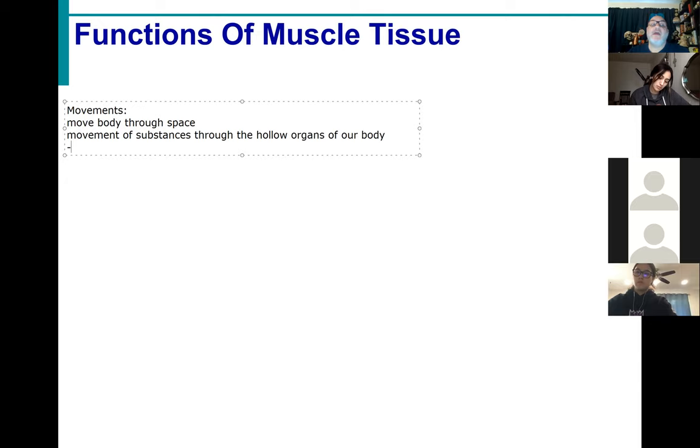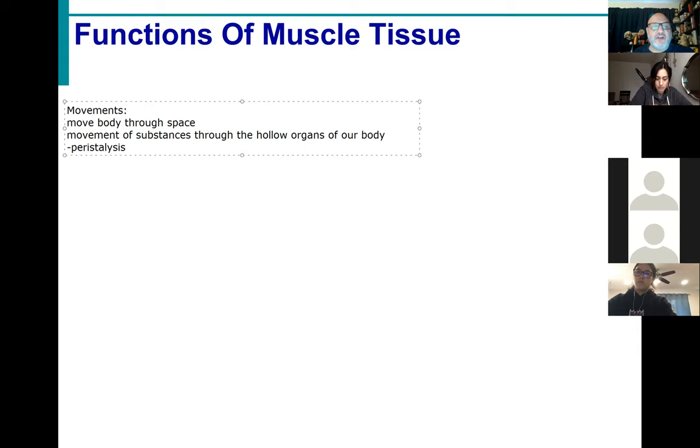Peristalsis, I think it's called. Excellent. Yeah, you're absolutely correct. Our smooth muscle makes rhythmic contractions of the smooth muscle layers of those hollow organs in a process that is called peristalsis. Absolutely. Peristalsis is an important process that is that movement.